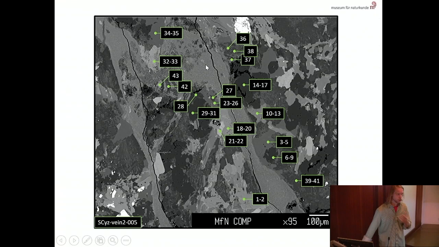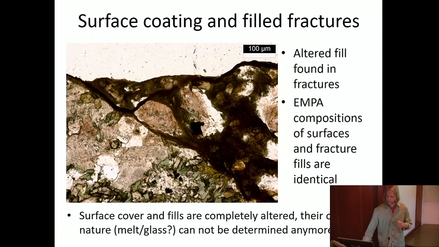What we hoped to measure was the same composition, which might indicate an impact melt, which coated the samples and also pervaded it within these fractures. But in case the melt would be heterogeneous, we also made measurements on the minerals close to the veins, so that it would have been possible in that case to correlate the melt to the mineralogy and chemistry of the minerals around it. So if you are also hoping that the melt indicates an impact melt, I have some good and bad news for you.